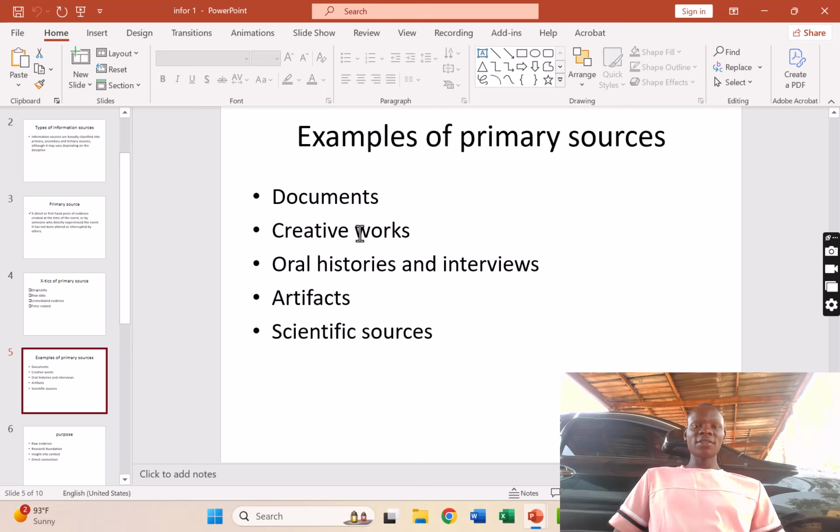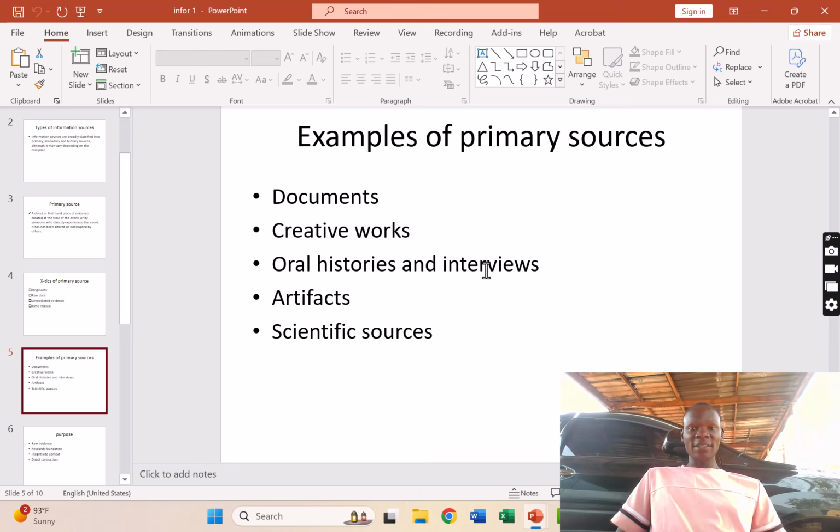Then the creative works, number two, like novels, plays, artwork created during a particular period. For example, scriptures, you know that those books are written by those authors. So creative works also fall under primary source because it is first-hand information. Then number three, you also have oral history and interviews. Under oral histories, we have those testimonies like in churches. Those are real, right?